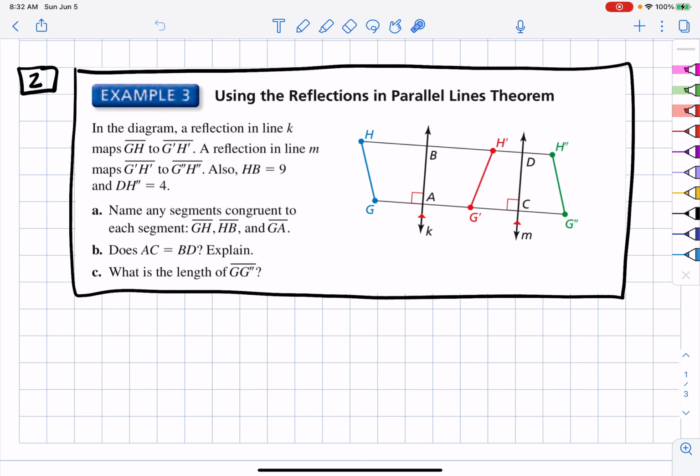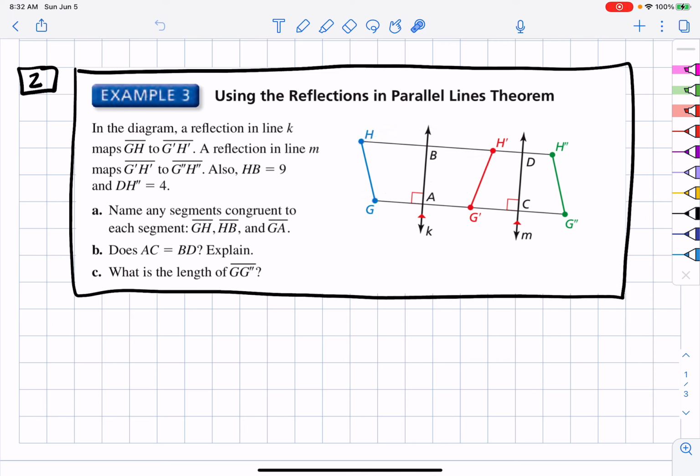Okay, box number 2 is an example using the reflections in parallel lines theorem. So in the diagram, a reflection in line K maps GH to G prime H prime. So we're trying to map this guy right here to this guy right here. So the blue to the red, and that's going to be a reflection, which we can see because we have our distances from that reflection line.